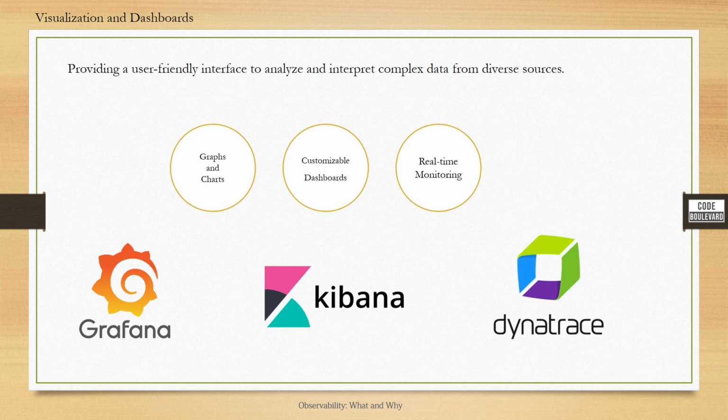And the next one is Dynatrace, which is known for its comprehensive observability platform. With the help of AI, you can detect any type of unexpected pattern in your application behavior, and it provides different types of dashboards that you can customize based on your requirements. Of course, it supports real-time monitoring and graphs.